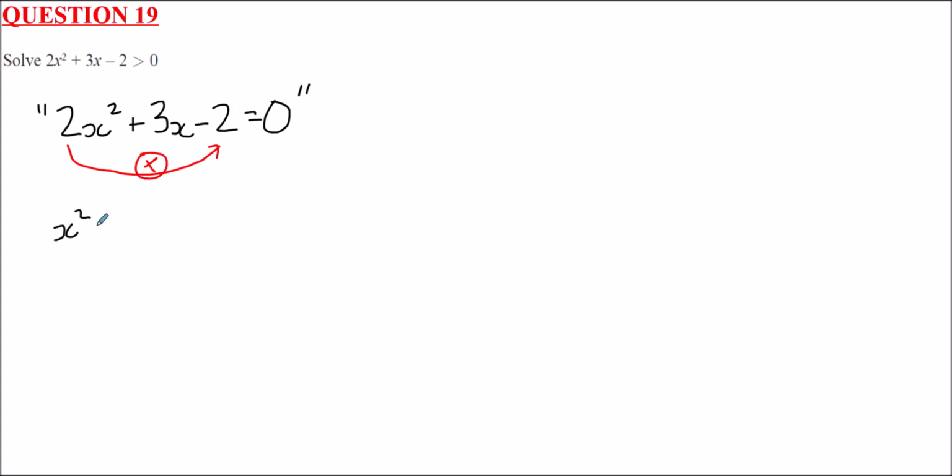There's x squared plus 3x, then take this 2, times it by minus 2 to give minus 4, and think of that as being equal to 0. Now we need to think of two numbers that multiply to give minus 4 and add up to positive 3. With a bit of thinking, you should find those numbers are positive 4 and minus 1.